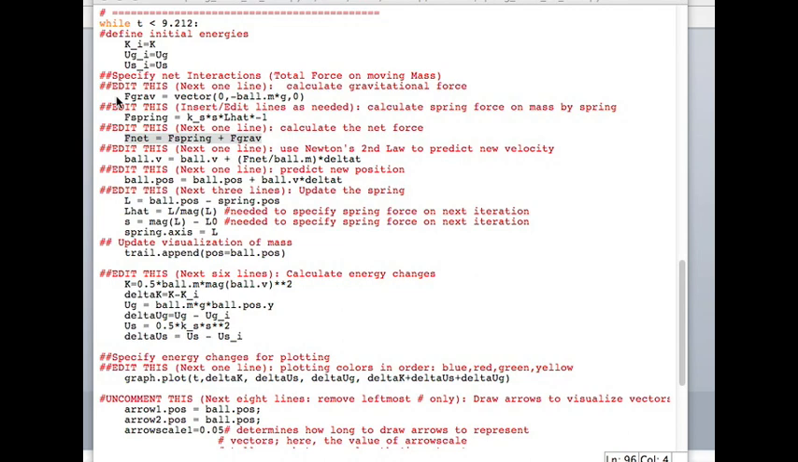Then, using Newton's second law, the ball's new velocity and then the corresponding position could be calculated. So the final velocity equals the initial velocity plus F net divided by m times delta t, and then the position is calculated by the final position equals the initial position plus the ball's velocity times delta t. The constantly changing energies are calculated for the ideal model as well, subtracting the initial from the final to obtain the change in energies, shown here.